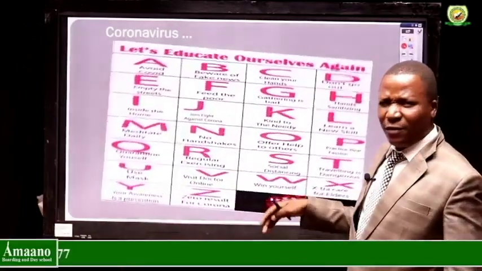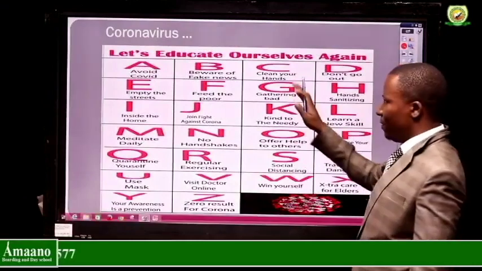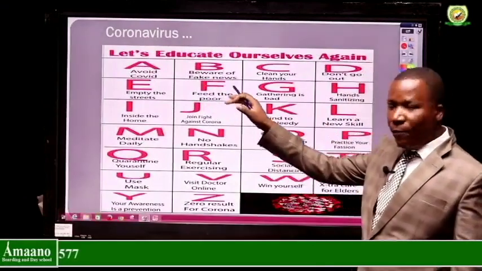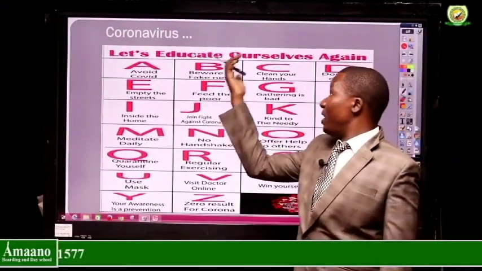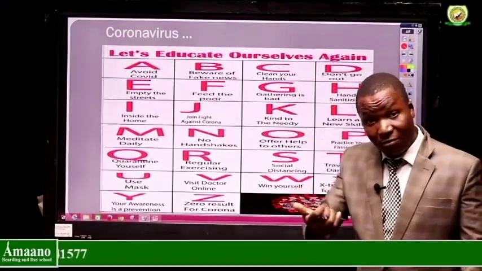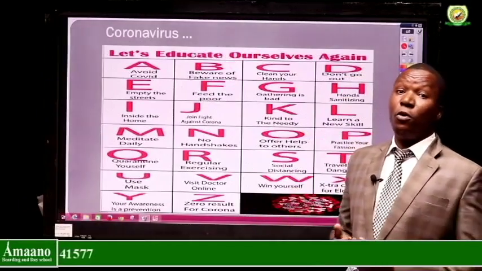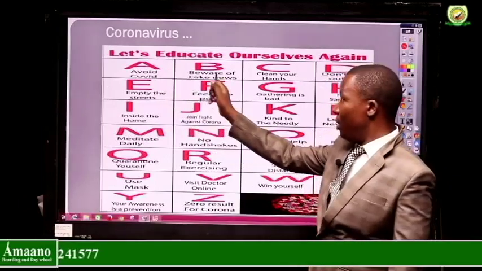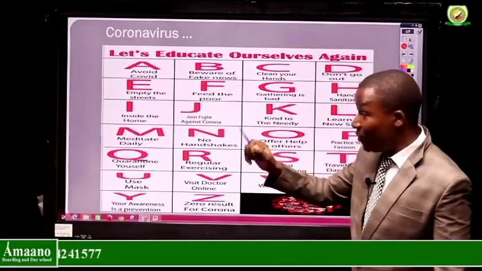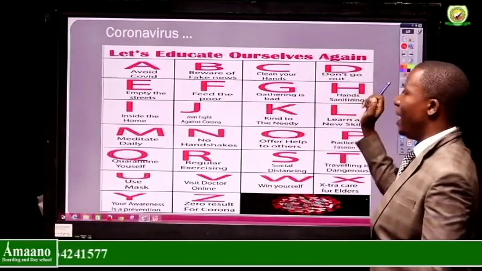Let's go through this very fast, all of us together. I have the alphabet all the way from A to Z. So let's educate ourselves about coronavirus so that we don't become victims. And even if we become victims, of course, we should know what we should do. So A stands for avoid COVID. B, be aware of fake news. C, clean your hands. D, don't go out.